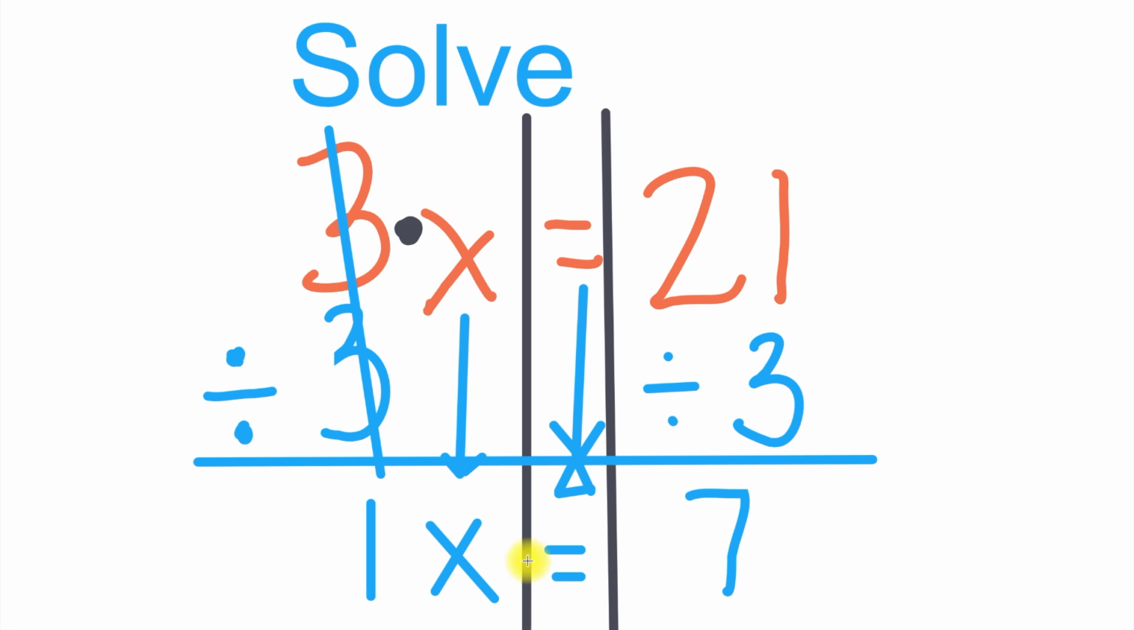Now remember what I told you before. If you have 1x by itself, 1x is the same exact thing as having x alone. So I can actually just erase that. And then I'll box my final answer.